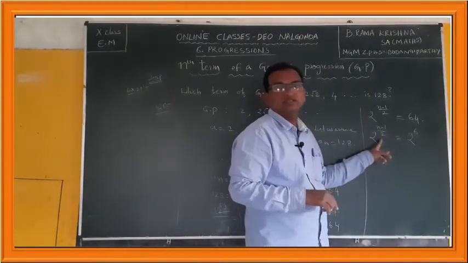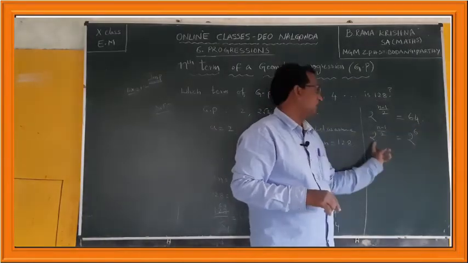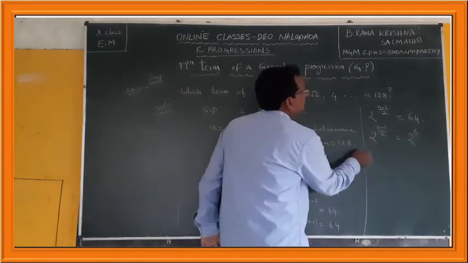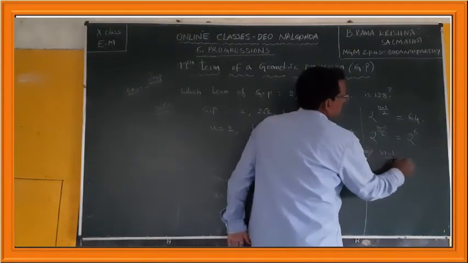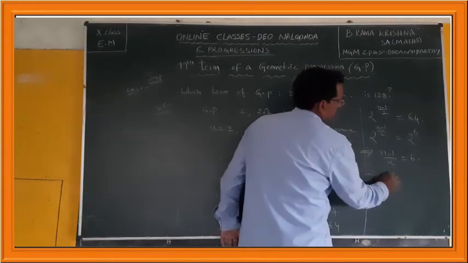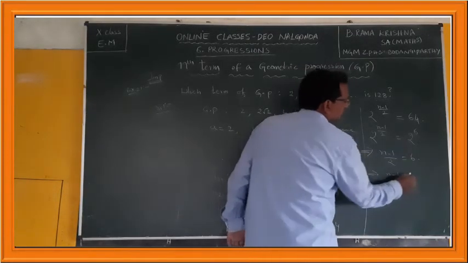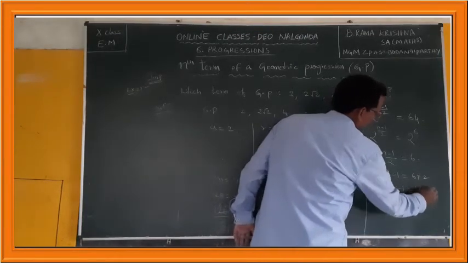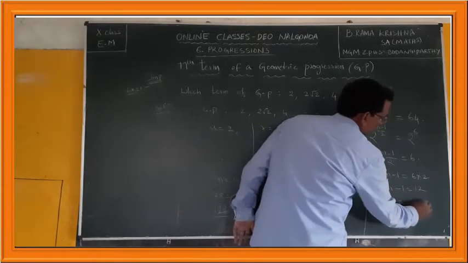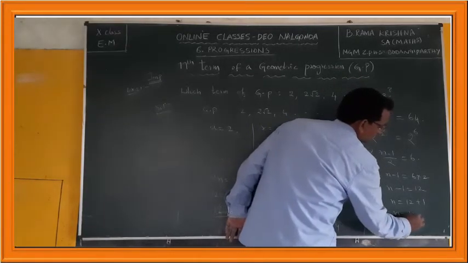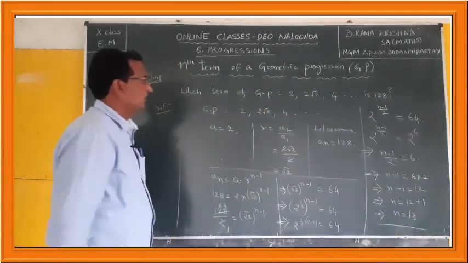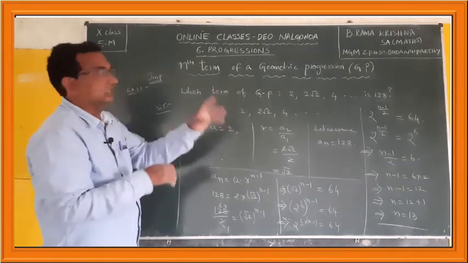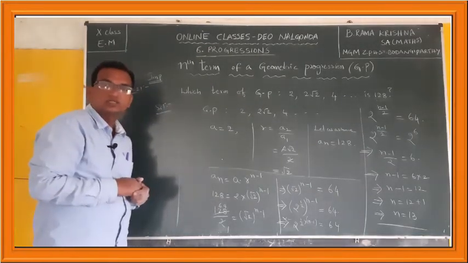Here we have 2 to the power of (n minus 1)/2, and here 2 to the power of 6. When the bases are the same, when will they be equal? Definitely the powers should be equal. This implies (n minus 1)/2 equals 6, implies n minus 1 equals 6 into 2, which is 12, implies n equals 12 plus 1, implies n equals 13. So the term 128 is the 13th term in this geometric progression.